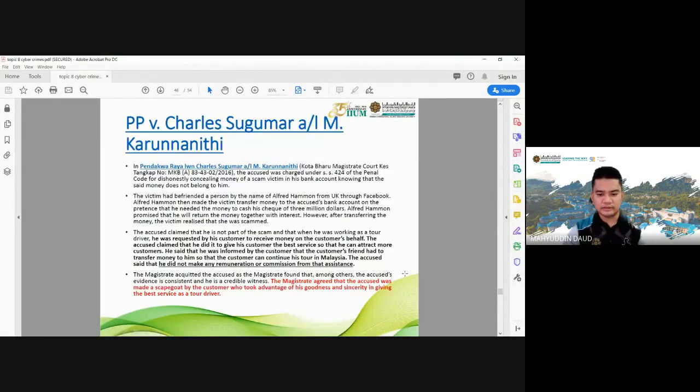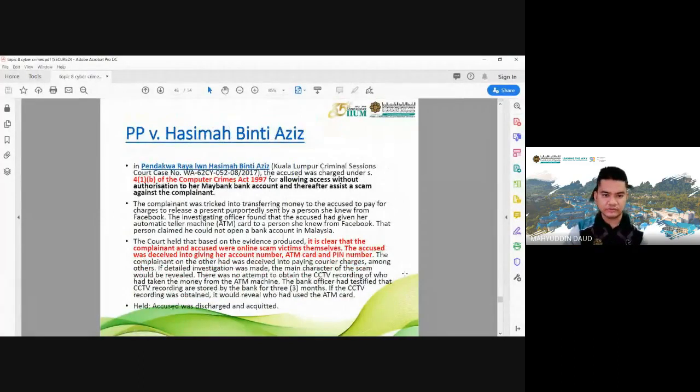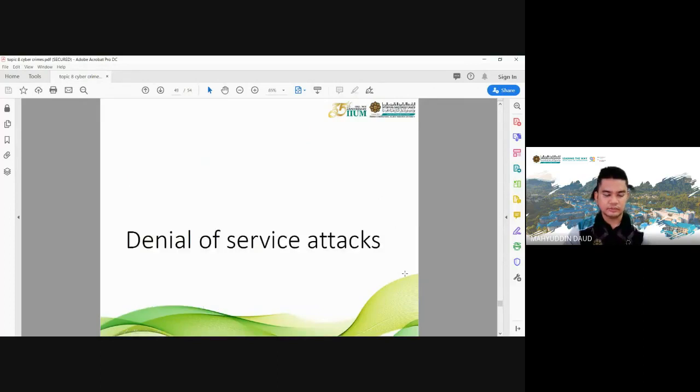Tapi in this case, the situation was different. So I believe this very much depends on the facts of the case, in which the judges will rule according to the different facts available before the judge. Okay, so that is it on online identity theft. So the final one we will talk about is DDoS or denial of service attacks.